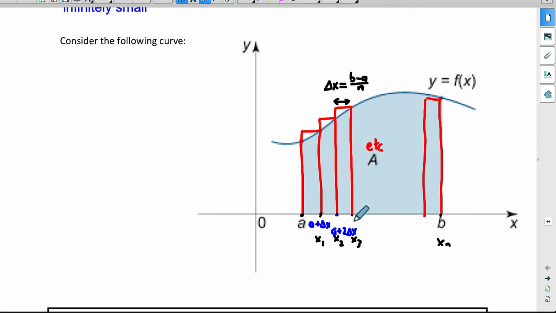How about this one? You would go a plus 3 widths, or 3 changes in x. And so what could you say for the last one? You could say a plus n number of widths, n change in x. Okay, hopefully that makes sense. That's how we're getting to all these points. We're starting at a. If we add one width, we get to here. If we add another width, we get to there. If we add another width, we get to there, etc., etc. Okay, I think that's everything we have to put on our diagram. Now let's write down some math and see if this makes sense.